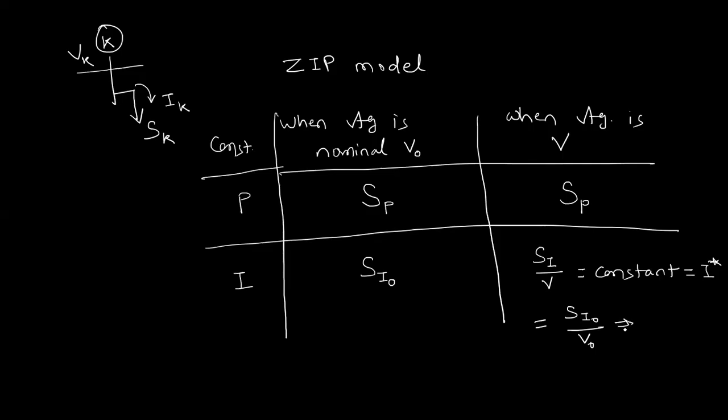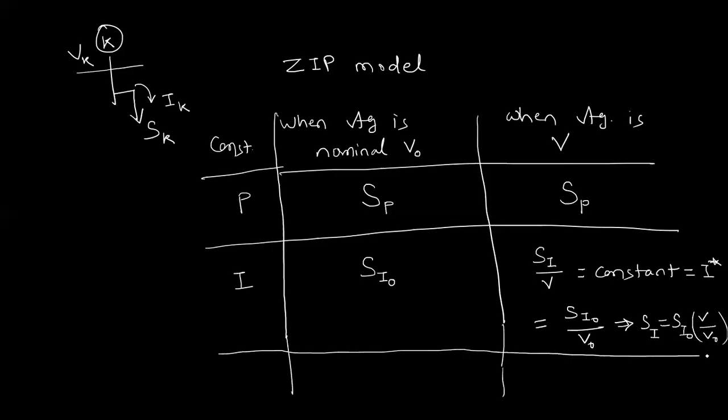This gives the corresponding power. We need to obtain the equation for SI. That is basically SI0 multiplied by V by V0. Just by simple rearrangement, you can obtain that. Fine. So I am deriving the equation here in terms of complex numbers. Remember that when I am writing V by V0, V is a complex number. It has both magnitude and angle. V0 is also a complex quantity. It has magnitude and angle.